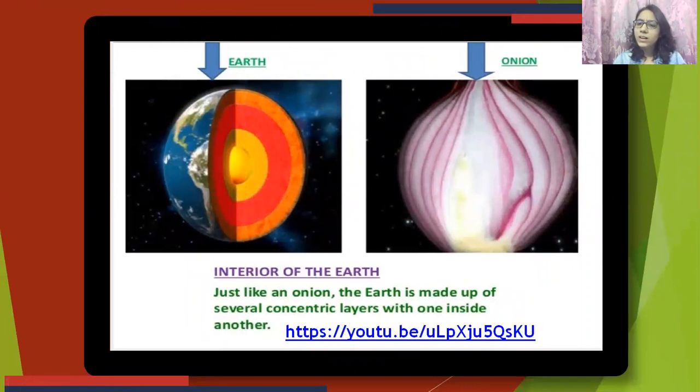Now, what do we understand by concentric layers? Concentric layers means one layer inside another. As depicted in the picture, an onion also has concentric layers, which is one inside another. Similarly, Earth is constituted of various layers inside it.